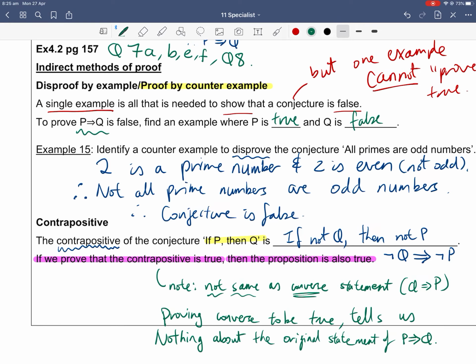If we can prove the contrapositive is true, then automatically the original statement, P implies Q, is also true. But just because we showed the converse, Q implies P, to be true, it does not mean that our original statement is true. Proving the converse means nothing to us. We can't gather any results from that.